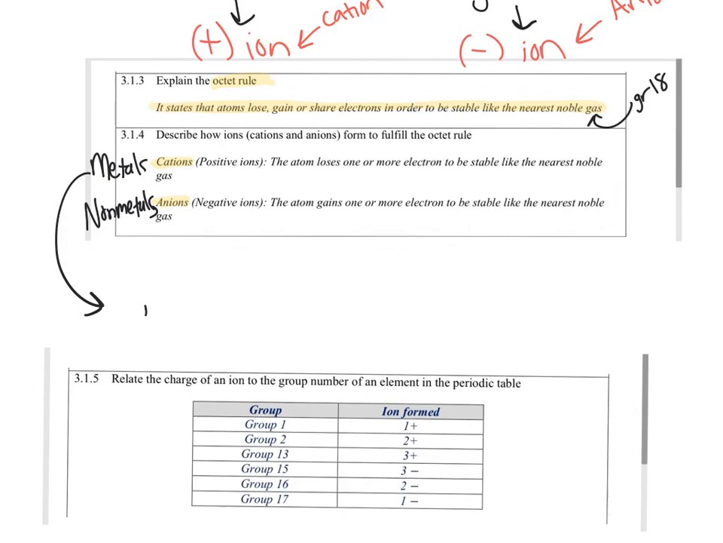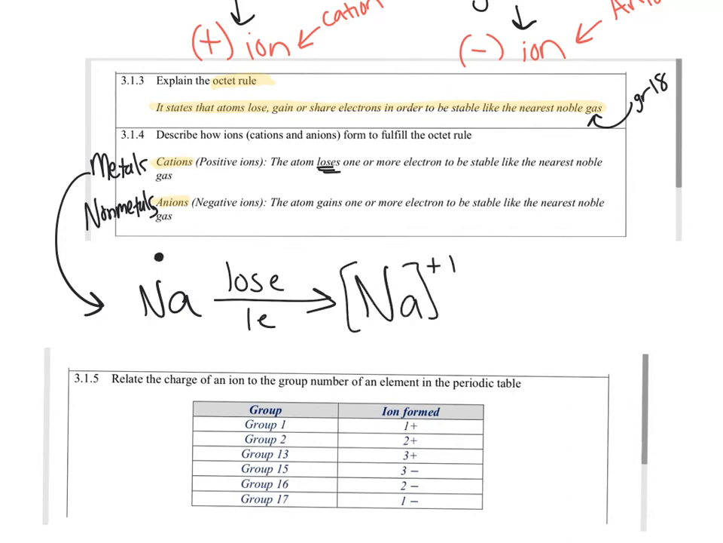Let's do an example of a metal. Here's Na. Okay, Na is in group 1, so it has one valence electron. Now, because it's a metal, it's going to lose electrons. How many electrons is it going to lose? It only has one, so it's going to lose one electron. When it loses an electron, it becomes like this, Na plus 1. Do you see that? That's the cation, Na plus 1.